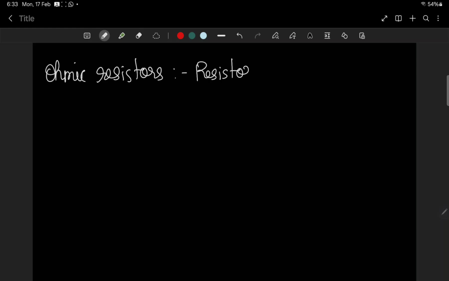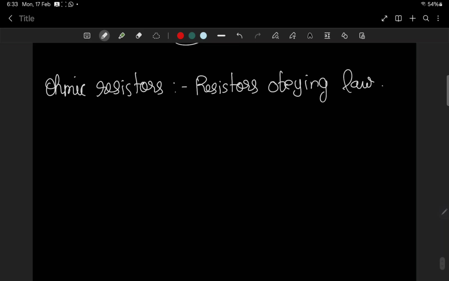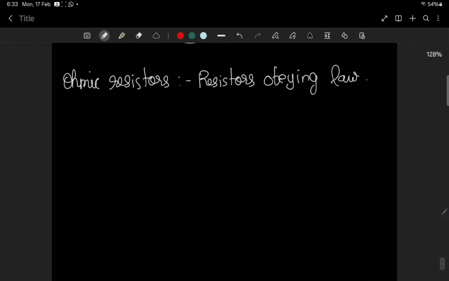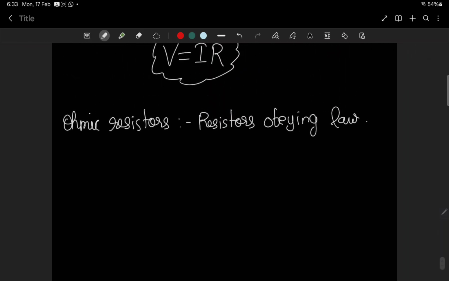Now let us write about ohmic resistors. They are resistors obeying Ohm's law. Look, all the resistors don't obey Ohm's law because Ohm's law is very constrained. Everything cannot obey it.